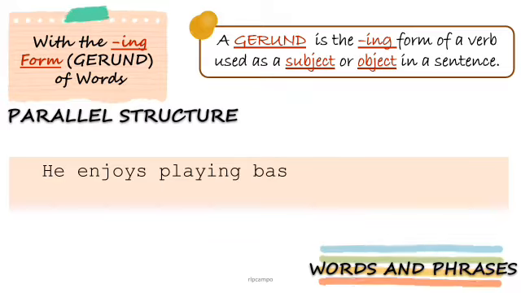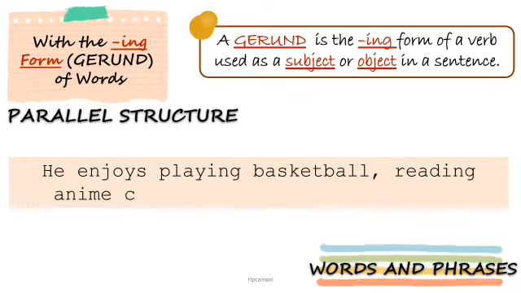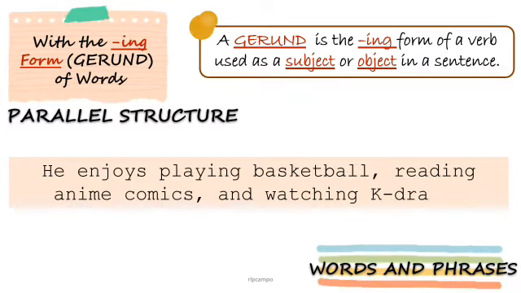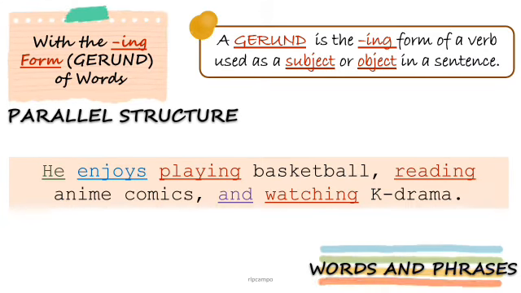Next example, he enjoys playing basketball, reading anime comics, and watching K-drama. Again, this sentence has a parallel structure because playing, reading, and watching, which are being connected by and, are all gerunds.